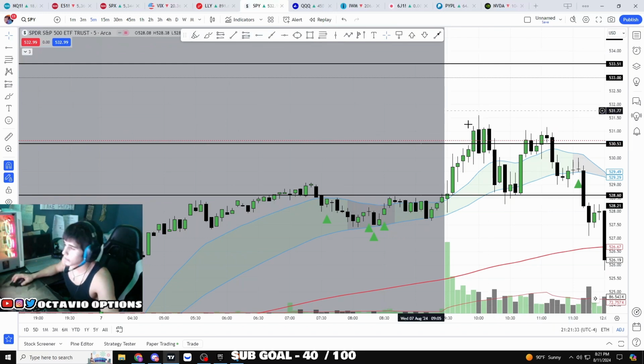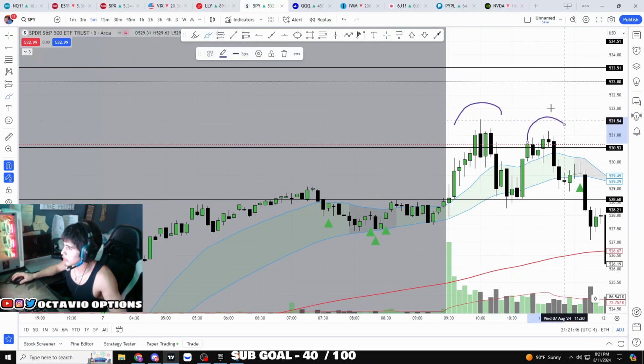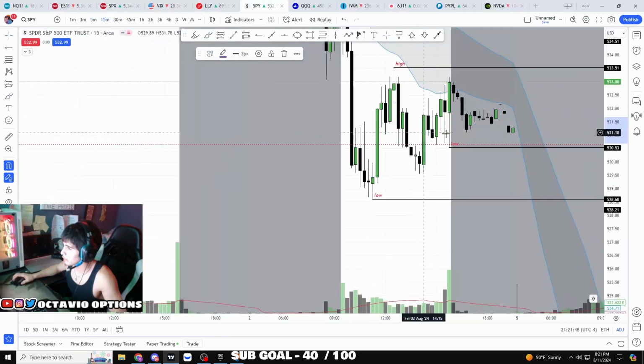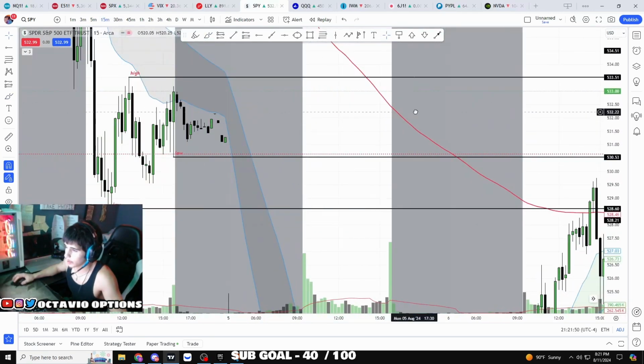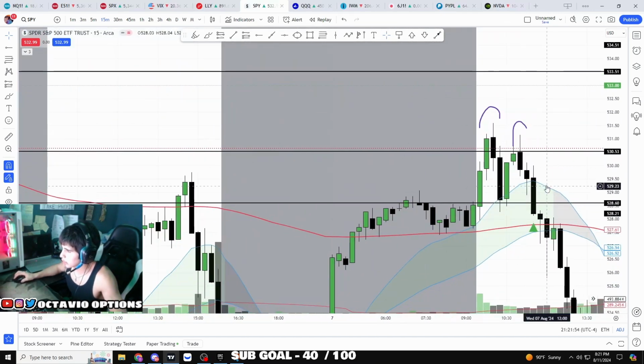We got rejected one time, two times, three times, four times. Or you can say one time, then two times, and then three times right here. You can kind of form this as your double top. If you zoom out on the 15-minute, this is the order block right here, and this is a double top on the 15 minutes. Look at that double top.